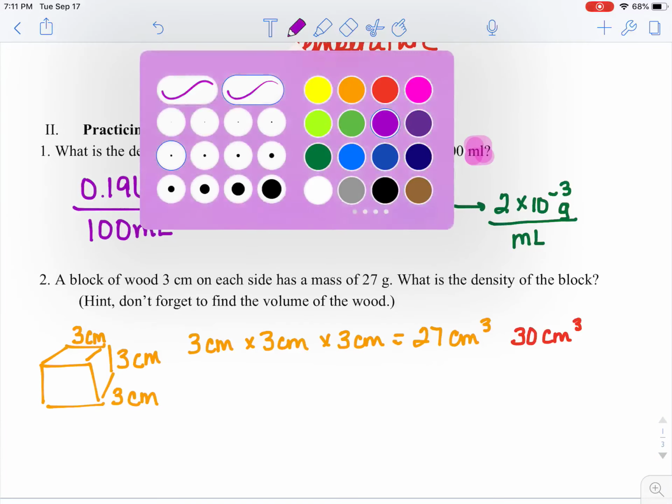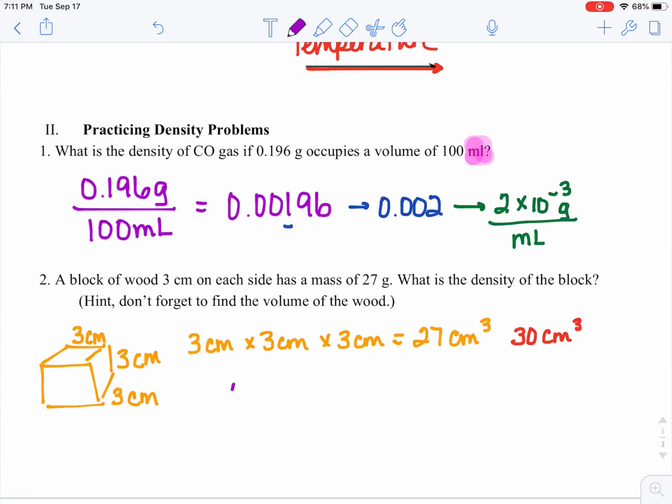Then what we can do is we take our mass, which is given to us as 27 grams. We divide that by 30 centimeters cubed, which is also a measurement of volume. And 27 divided by 30 is equal to 0.9. 0.9 is the same number of significant figures as our smallest number of significant figures, so that's convenient. And then we make sure to include our units of grams per centimeter cubed.